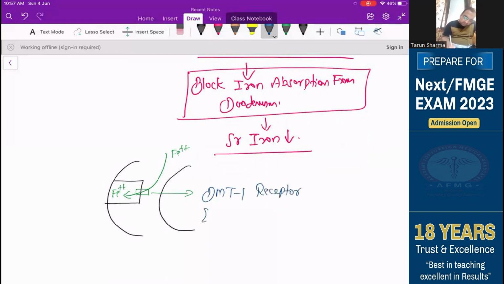What is DMT1? It is called the divalent metal transporter, because it can only bind with divalent molecules. So that's why the iron will always be in ferrous form to be absorbed by these duodenal cells. Remember, only when iron is in the ferrous form is it going to be absorbed by the duodenal cells. If iron is in the ferric form, this divalent metal transporter is not going to have any action here.